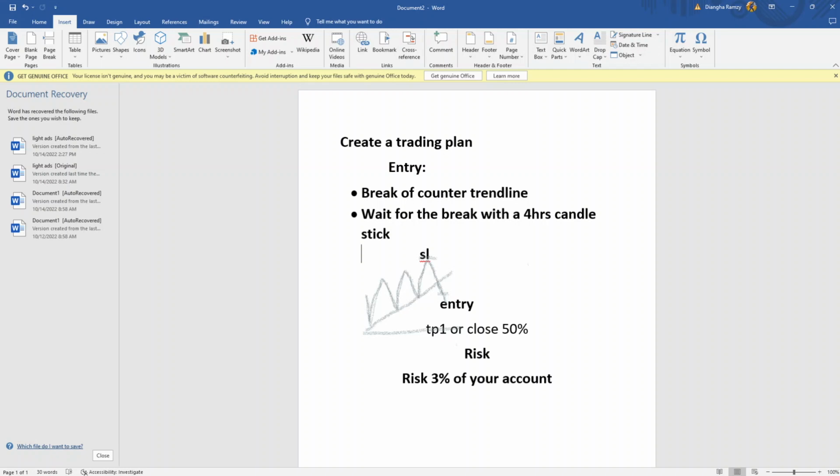Now the first rule we're going to look at is the break of the counter trend line, which I spoke about in my course. So if you don't understand that, I illustrated it here with this diagram, and you wait for the break of the 4 hours candle. Now let me explain what this diagram simply means.